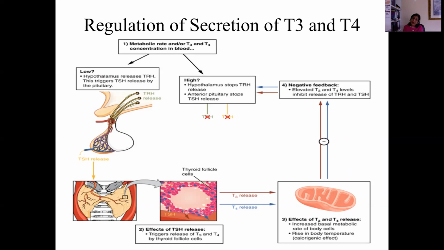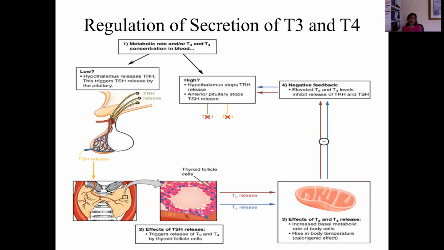If you have enough T3 and T4, you would turn off the production of TRH and TSH. So if you have T3 and T4, you would have a negative effect on the production of TRH and TSH. And the opposite is true. If you are low in T3 and T4, then the need for T3 and T4 would trigger the production of TRH, which in turn triggers TSH, which in turn triggers T3 and T4.